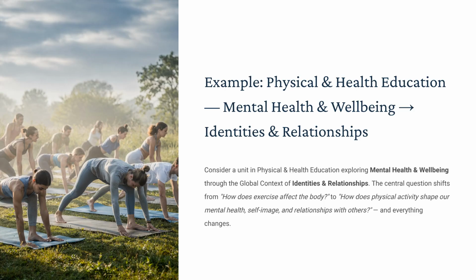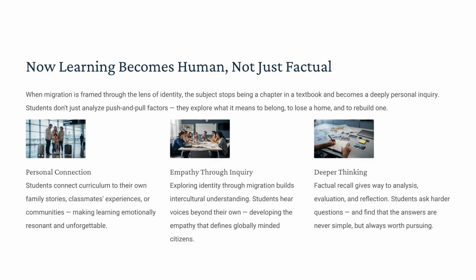Finally, in physical and health education, exploring mental health and well-being through identities and relationships broadens the scope. It shifts from how does exercise affect the body to how does physical activity shape our mental health, self-image, and relationships with others. When learning is framed through context, it becomes human and personal. This fosters personal connection, empathy through inquiry, and deeper thinking. Students explore what it means to belong and hear voices beyond their own, leading to meaningful analysis and reflection.